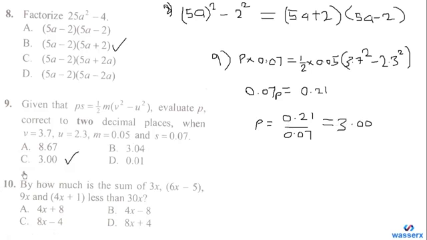Now we've come to the 10th question. By how much is the sum of 3x, 6x minus 5, 9x, and 4x plus 1 less than 30x? So that is just telling us that we just have to add all these. Then we take them from 30x. So let's do that.